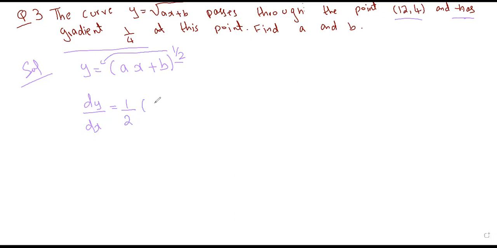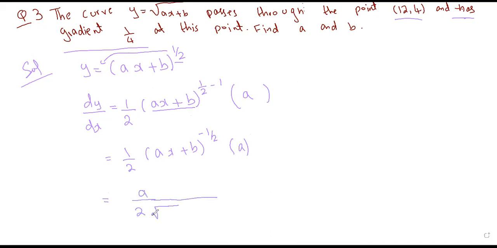1/2. x comes as it is. This time around, we do not have x, we have a factor. Old power is 1/2 minus 1. And we multiply the derivative of this factor, that is going to be a only, right? And this would be 1/2 (ax plus b) to the power minus 1/2 into a. I am going to write it down properly just so it's more understandable. Under the root ax plus b. This is the derivative.